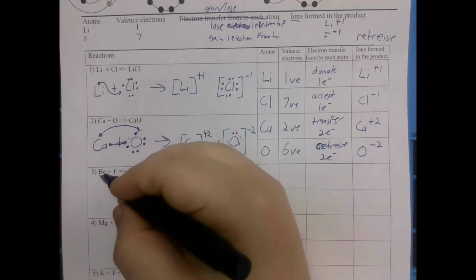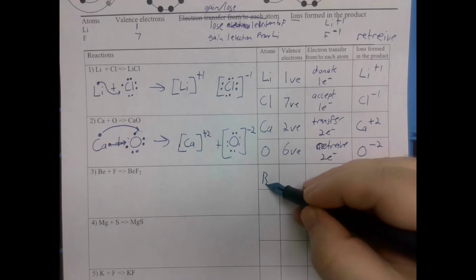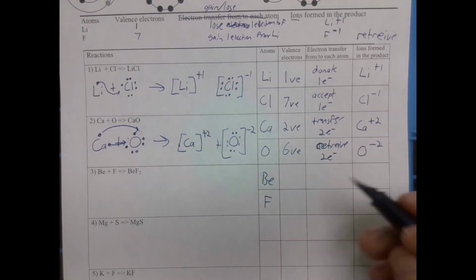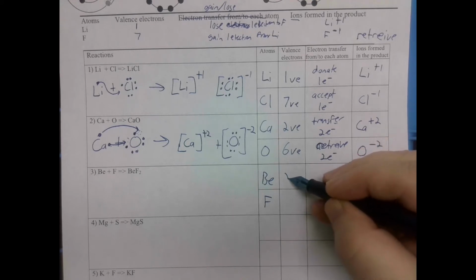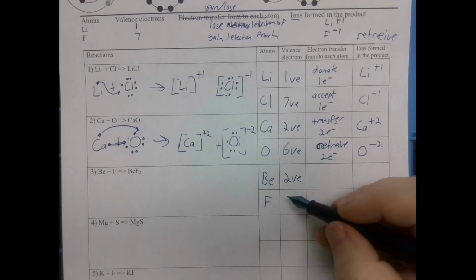So, beryllium, this is the important one, number 3. How many valence electrons does beryllium have? 2. So it has 2 valence electrons. How many does fluorine have? 7. 7 valence electrons.